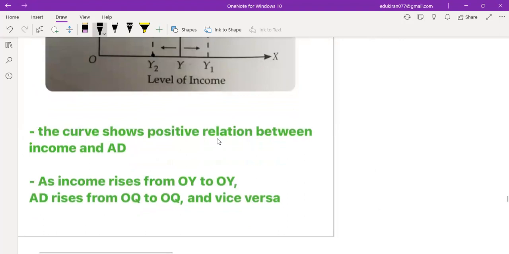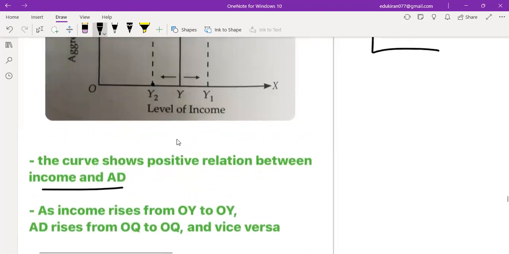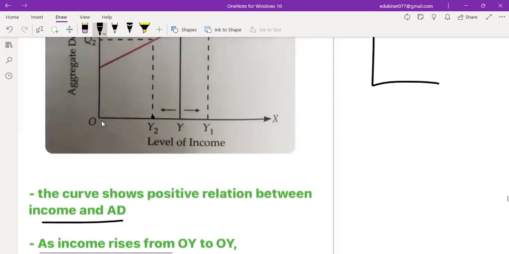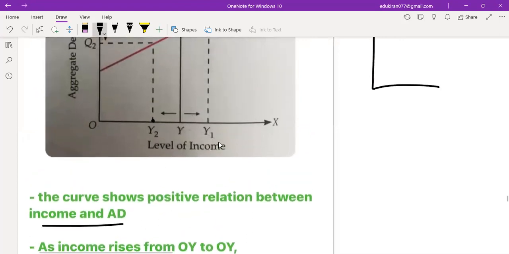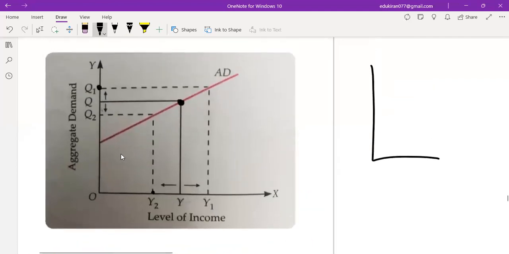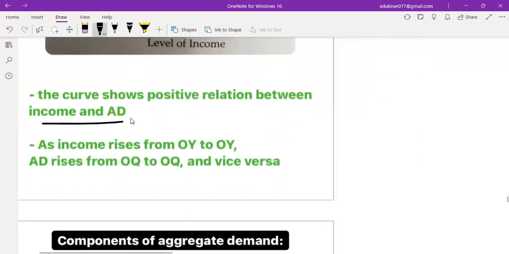The curve shows a positive relationship between income and AD. As income rises from OY to OY1, demand also rises from OQ to OQ1. And vice versa, as income decreases from OY to OY2, demand automatically comes down.